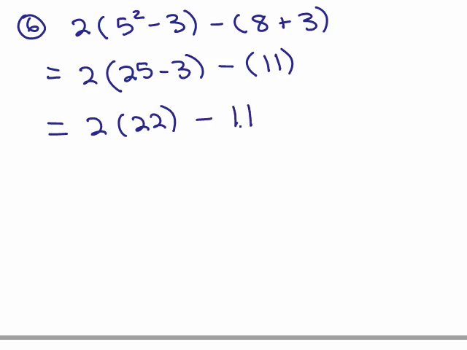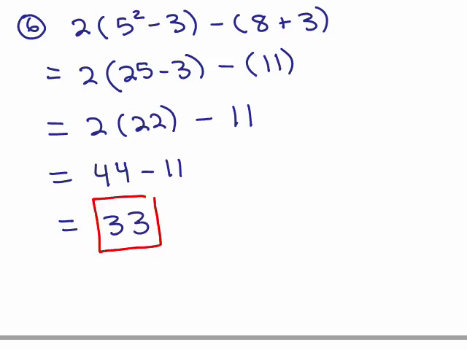All right, so we've simplified within both parentheses. Next, you look to see if there are any exponents. There are no exponents. Then we do any multiplication or division from left to right, and that's the 2 times 22. That comes before subtraction. So we have 44 minus 11, which is 33. So that is the correct answer. All right, let's take a look back at number 4 to see how that was different.